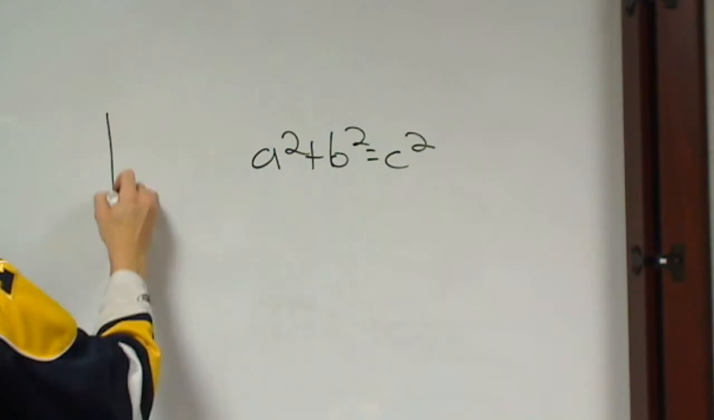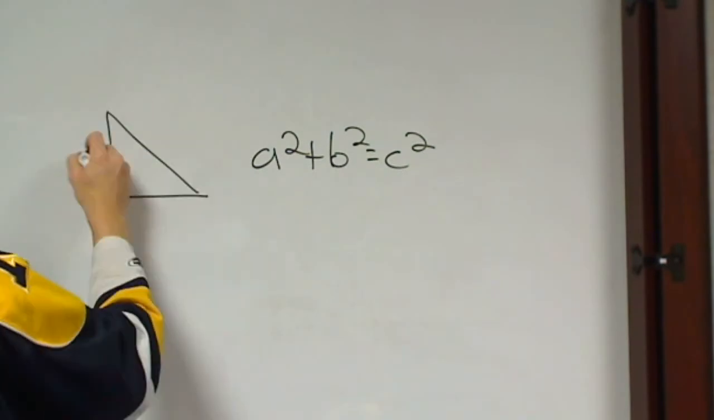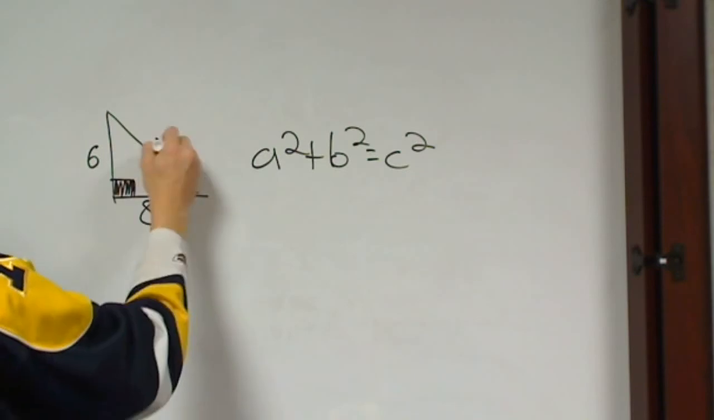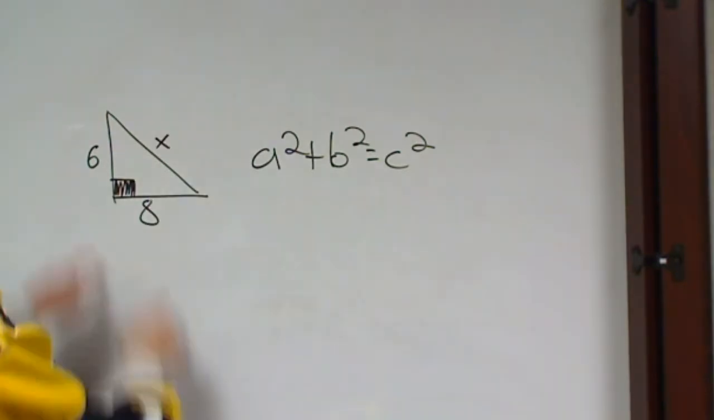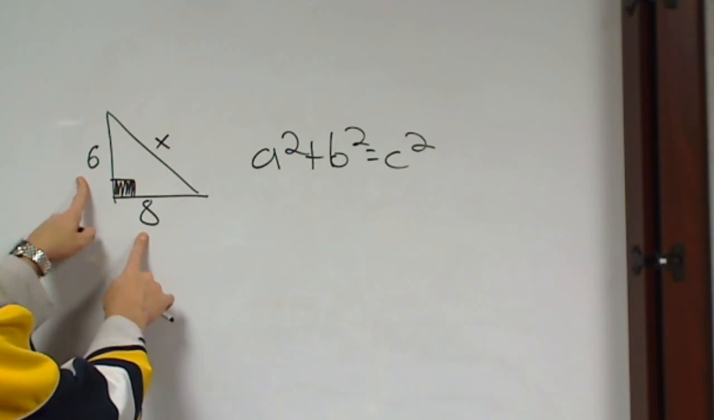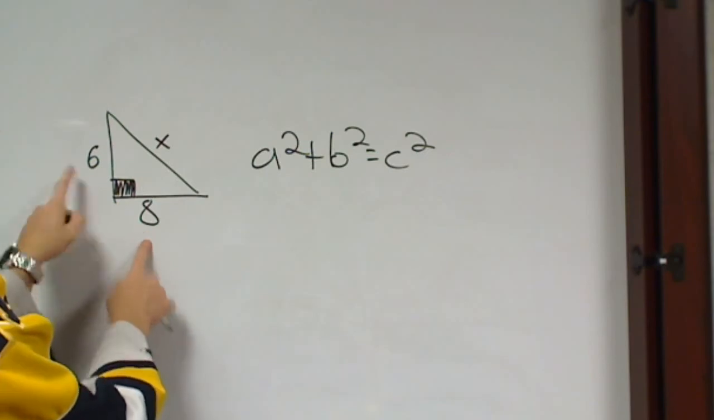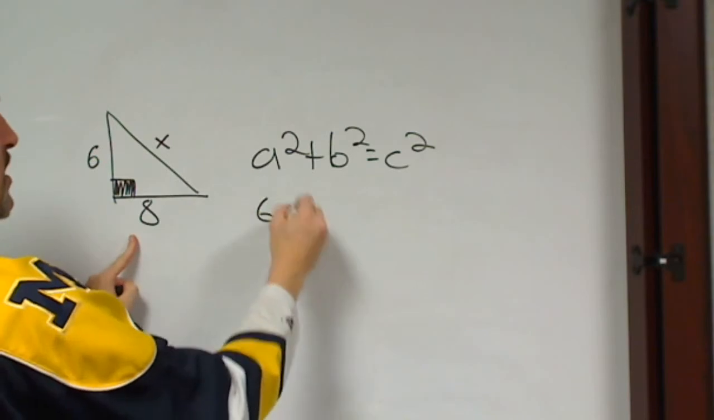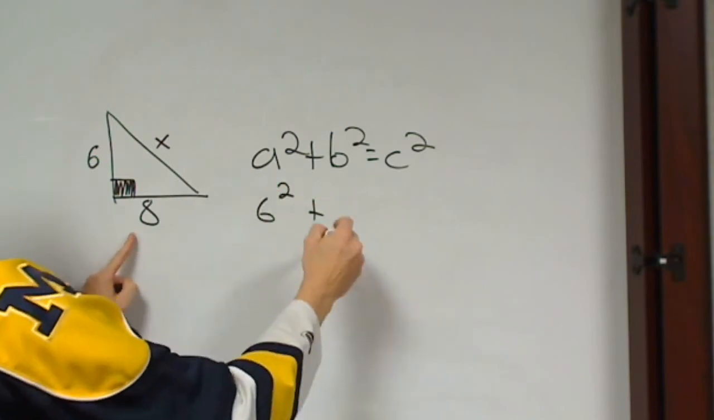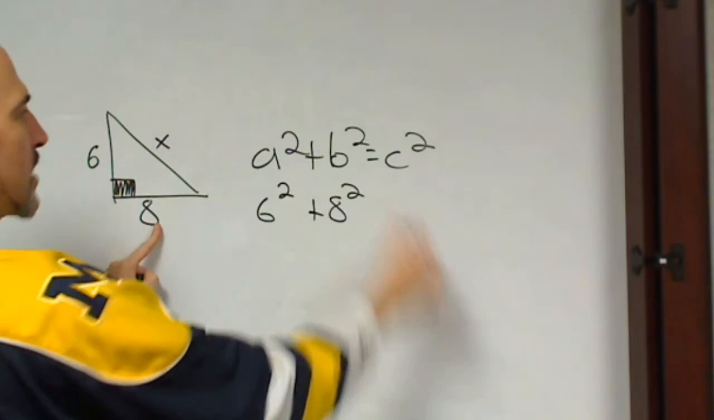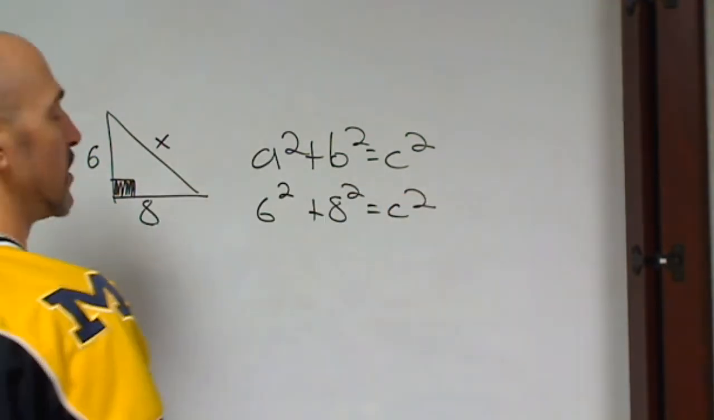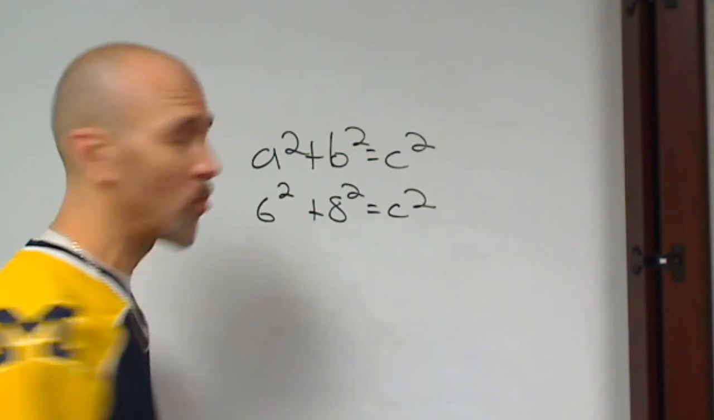Remember, our problem is a 6 by 8 right triangle, and we're trying to find x. So what do we have here? Do we have legs or hypotenuse? These are both the legs. This is A and B, or B and A. I'm going to call this A and I'm going to call this B. So in the place of A, I'm putting 6, got to square it. In the place of B, I'm putting 8, got to square it. And then C squared is what we're looking for. X is C. So from this point, you just follow your order of operations.